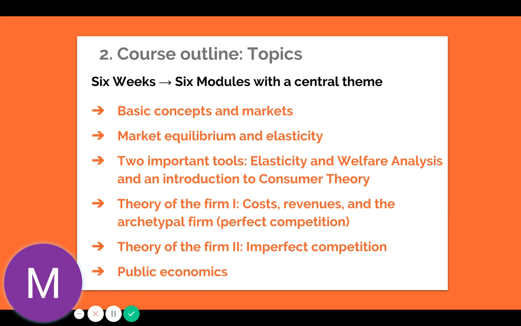In week 4, we switch our attention from the consumer to the firm. We explore how costs, revenues, and profits are calculated, and then we explore the archetypal type of firm, perfect competition, the type of firm that we will compare other types of competition to in the future. In week 5, we explore other kinds of competition, such as monopolies, oligopolies, and monopolistic competition. Finally, we wrap up the course with a topic on public economics. These are examples of when markets don't quite do what we would expect them to do, and the outcomes aren't what we expect them to be.